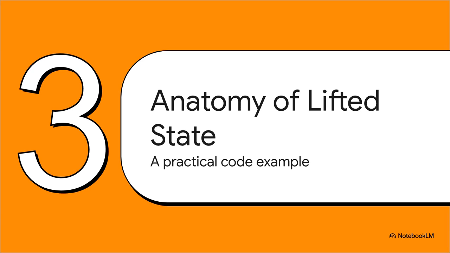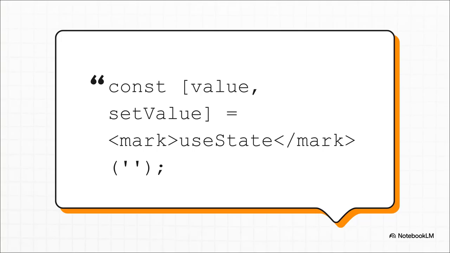Okay, theory is one thing, but let's get our hands dirty and see what this actually looks like in the code. We're going to walk through a really simple example that'll make this whole concept click. Seriously, this one line of code right here, this is the heart of the entire operation. That useState hook, which probably used to live inside one of the child components, has now been lifted into the parent. The parent now officially owns this piece of state, making it our single source of truth.